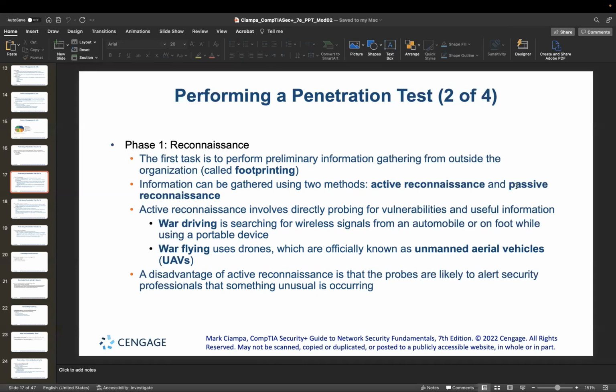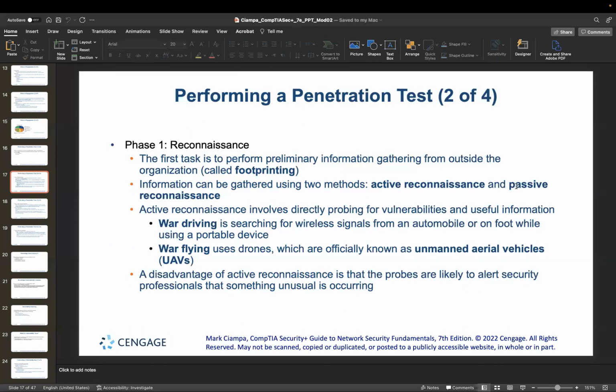Active recon involves directly probing the vulnerabilities, right? So in the past, we had war driving only. Now we have war flying. As soon as the drones came out, we started using them for war driving, and the name then transferred into war flying, right? So war driving or war flying is moving around and finding the wireless signals that can be compromised. You can fly your drone over people's houses and figure out where you can find a vulnerable wireless access point to compromise.